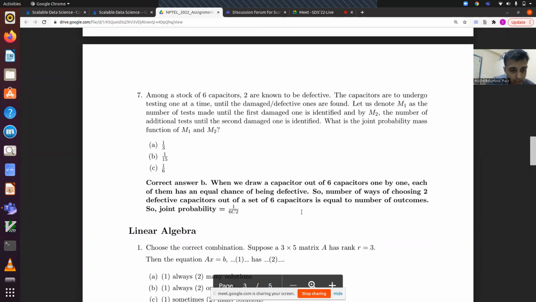This is an interesting question. Among a stock of 6 capacitors, 2 are known to be defective. So I have 6 items, 2 are bad. We test one at a time until the defective ones are found. Let us denote M1 as the number of tests until the first damaged one is found, and M2 as the number of tests until the second damaged one is found. What is the joint probability mass function of M1 and M2?